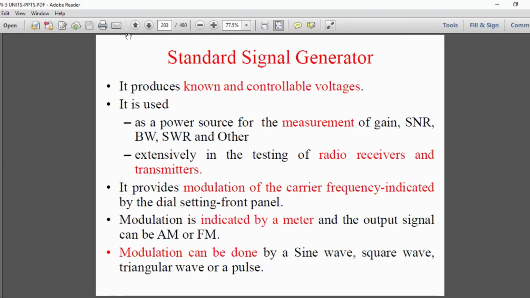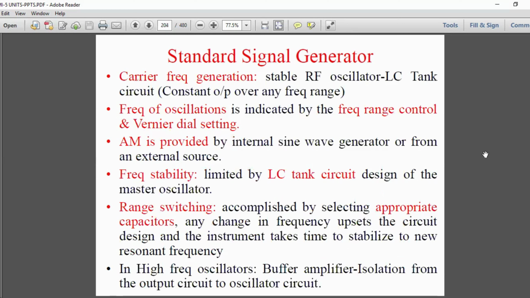And then the carrier frequency generation has a stable RF oscillator with an LC tank circuit, which has constant output power over any frequency range. The frequency of oscillations is indicated by the frequency range control and the vernier dial settings. And the AM is provided by an internal sine wave generator or from an external source.